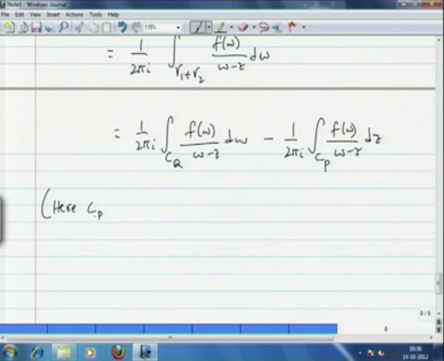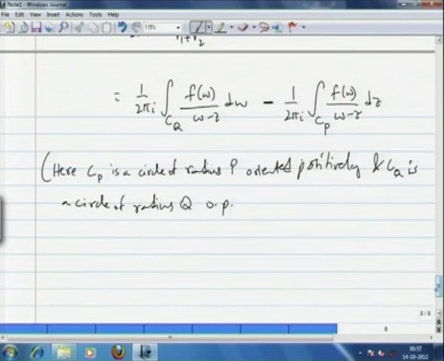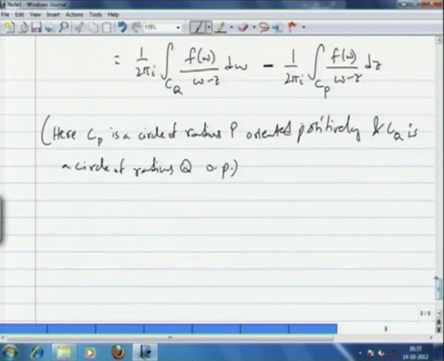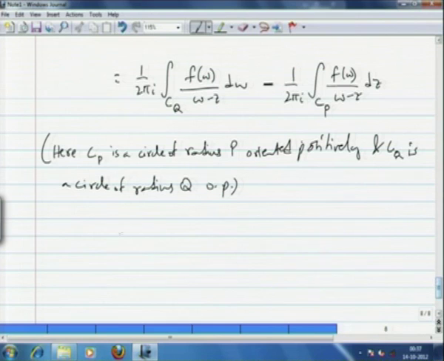Here C p is a circle of radius p oriented positively, and C q likewise is a circle of radius q oriented positively. They go around only once on those circles, those are the contours.